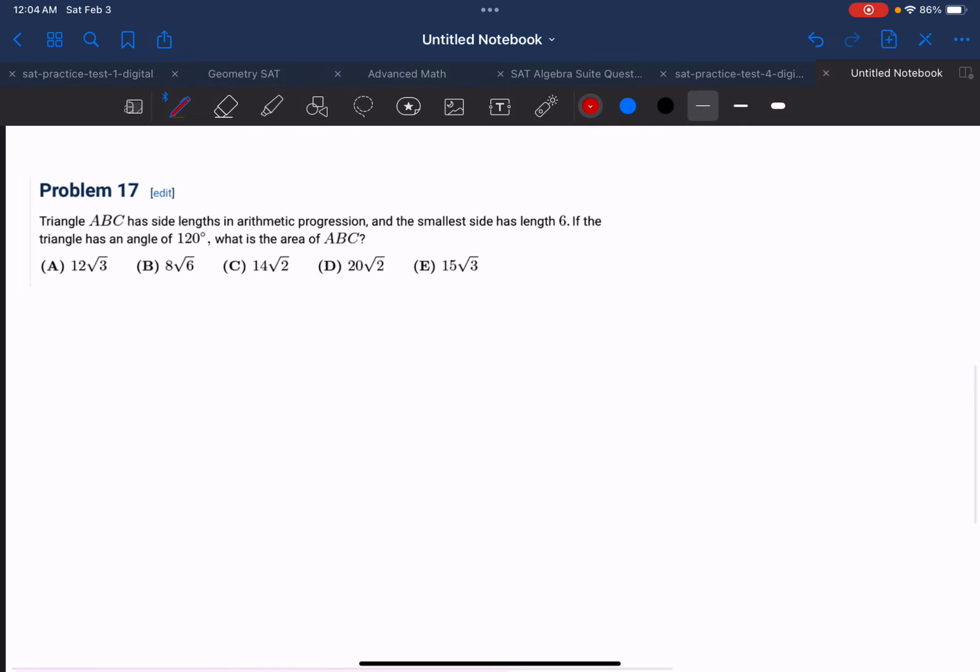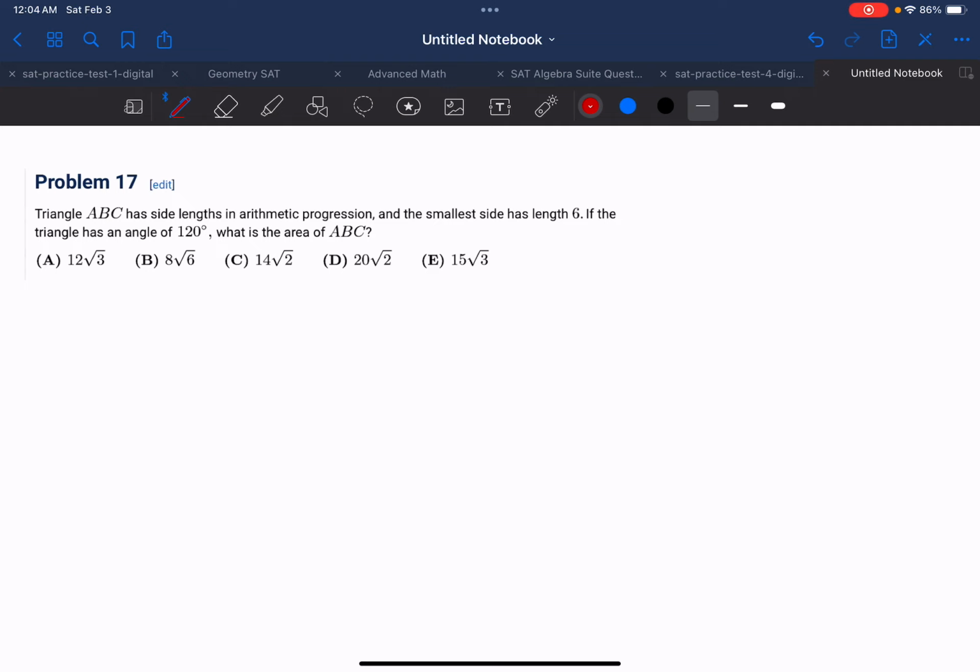Looking at problem 17: triangle ABC has side lengths in arithmetic progression, and the smallest side has length 6. If the triangle has an angle of 120 degrees, what is the area of ABC? Let's draw a triangle that has the angle of 120 degrees. This length would be the longest, this the second longest, and this the smallest, which is 6. Since the sides are in arithmetic progression, we could simply put them as 6, 6 plus alpha, and 6 plus 2 alpha.